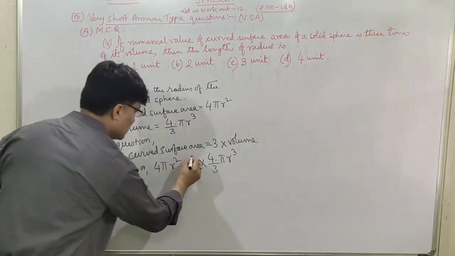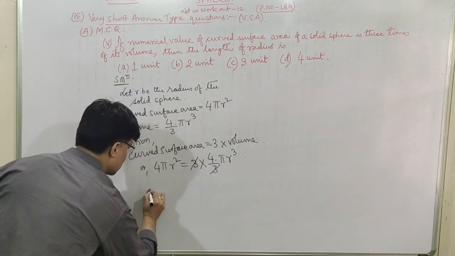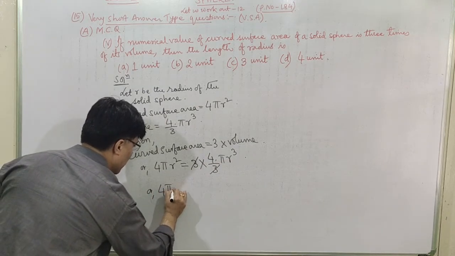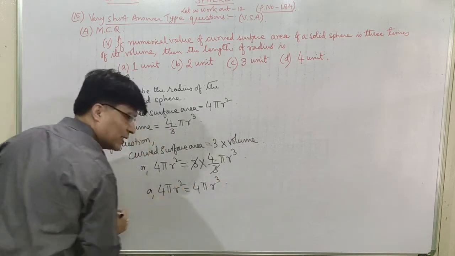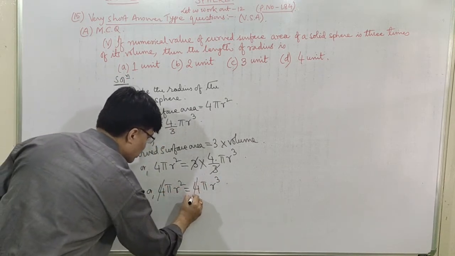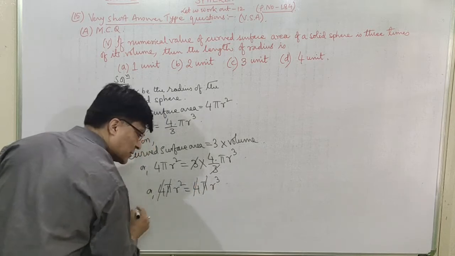So let us simplify it. Here 3 gets cancelled. Or this is 4 pi r square is equal to 4 pi r cube, right? So here also we can cancel this, 4 gets cancelled, pi gets cancelled.